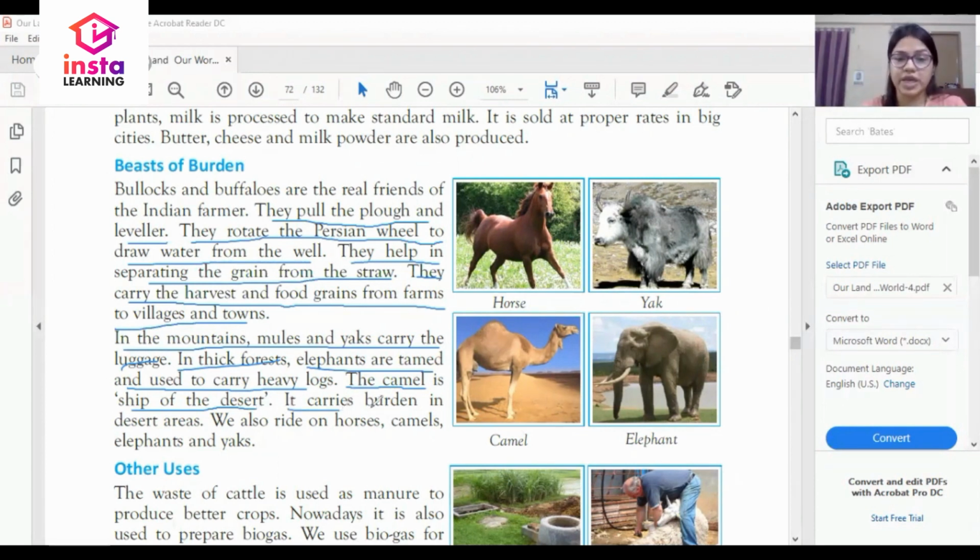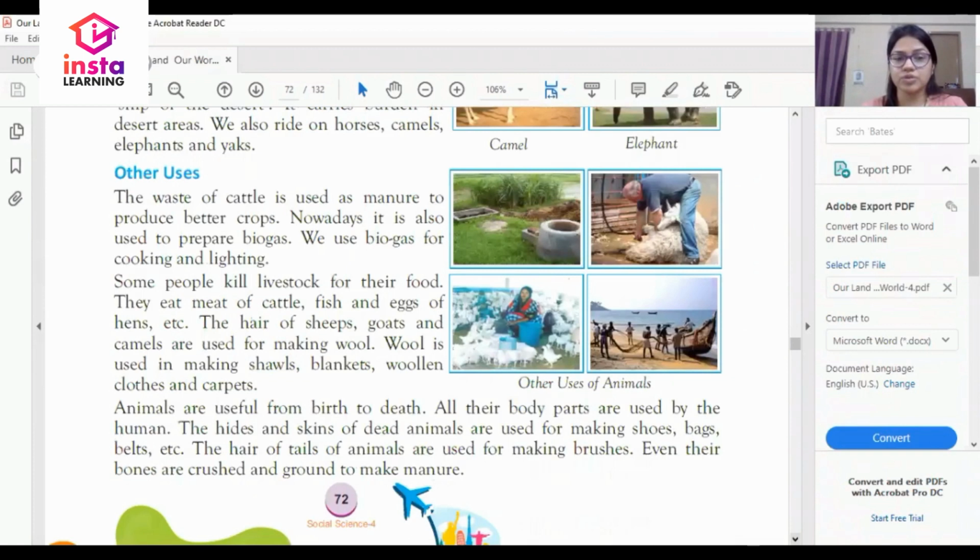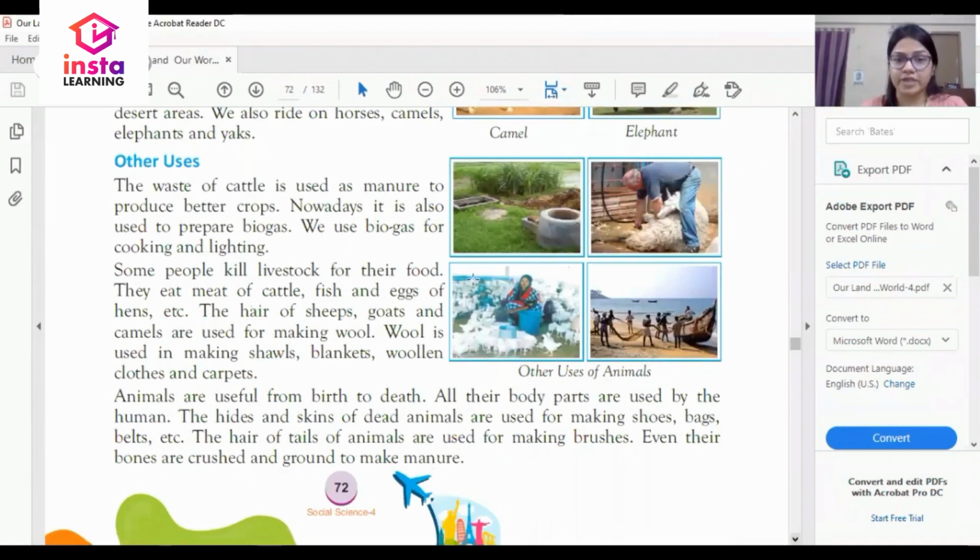It carries burden in desert areas. We also ride on horses, camels, elephants and yaks. So this is all about beasts of burden. Let's discuss the other uses of it. So the waste of cattle is used as manure to produce better crops. Nowadays, it is also used to prepare biogas.